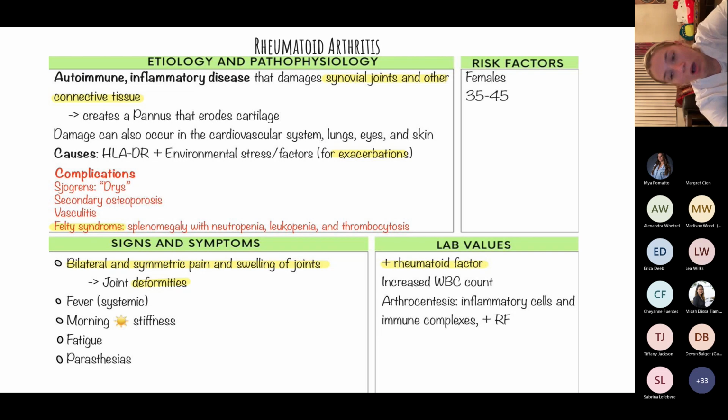Morning stiffness. Why? Because they haven't been moving all day and they wake up very, very stiff. So some of the lab values we'll see in these patients is that positive rheumatoid factor, things like that.